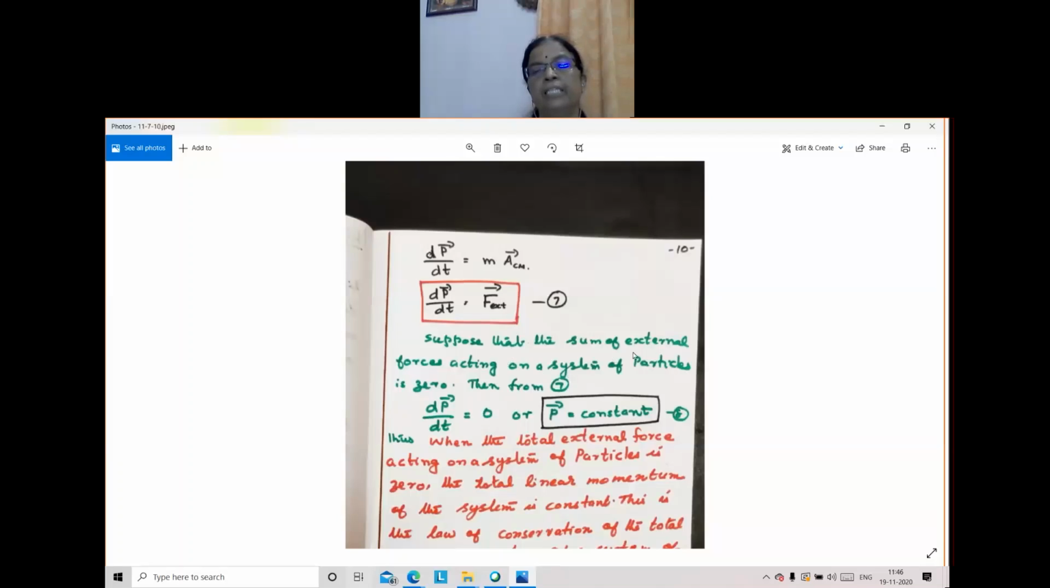Then a special case we are discussing. Suppose that the sum of the external forces acting on the system of particles is 0. Suppose there is no external force acting on the system. Then we have to take this as 0. So dP by dt equals 0. And we have studied in the rules of differentiation that the derivative of a constant is 0. That we have studied in the formula.